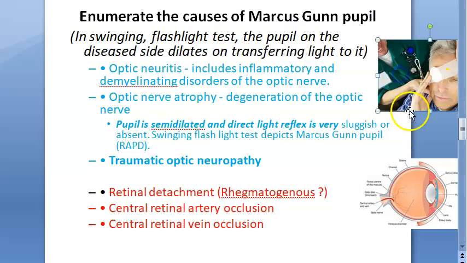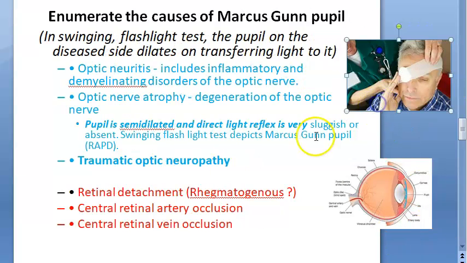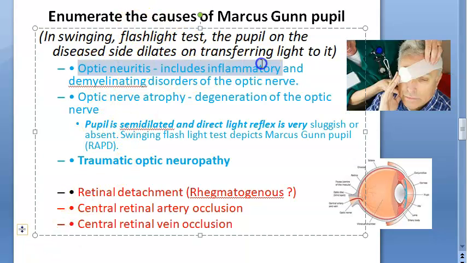So you had a trauma or something, so you could have damaged the optic nerve. So early indication could be a Marcus Gunn pupil. So optic neuritis is inflammation and demyelinating disorder of optic nerve.